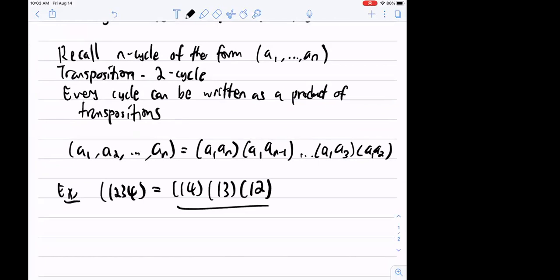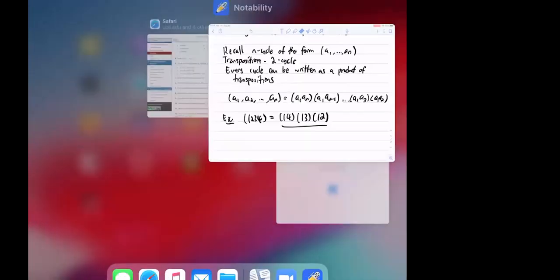If you start off here, where does 1 go? Well, 1 goes to 2, nowhere else. Now where does 2 go? 2 goes to 1, and then 1 goes to 3. The left one does nothing because there's no 3 in it. Where does 3 go? This one has no 3. Here, 3 goes to 1, and then 1 goes to 4. And 4 goes back to 1. Is everyone clear on this? So you can always write a disjoint cycle as a product of 2-cycles.